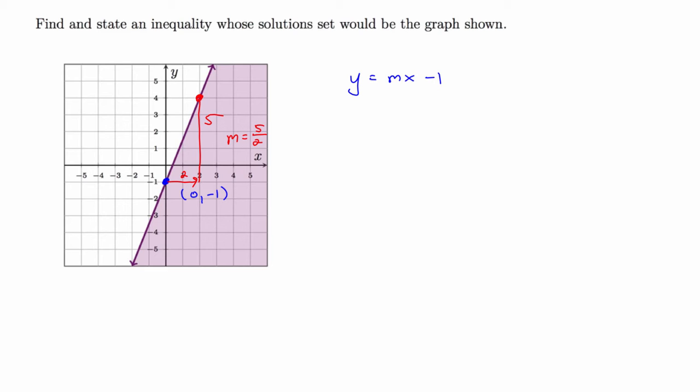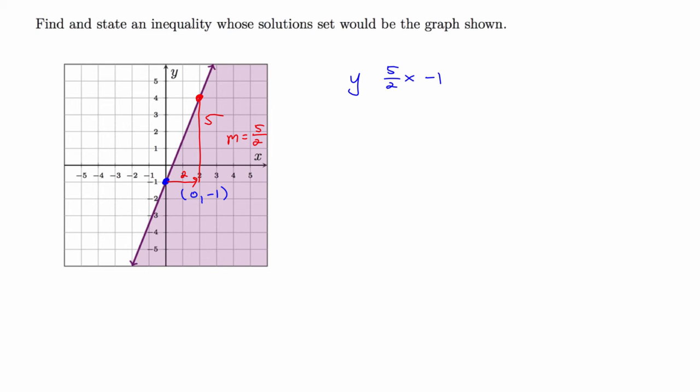I can now return back to my equation and replace the m in the equation with the slope that we've just counted out from the graph, 5/2. The only thing left to do now is to replace the equation with some inequality. Now there are two things to take into account. Is it a greater than or is it a less than? And separately, is it an or equal to?